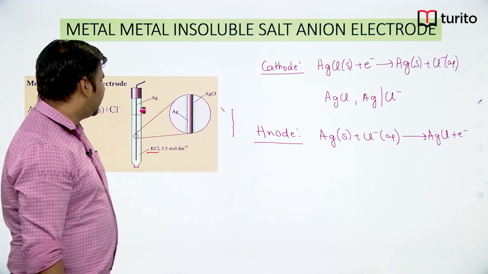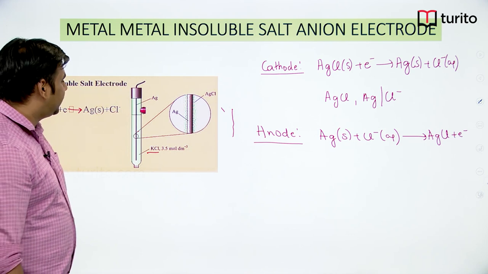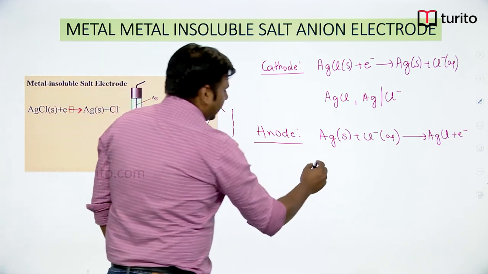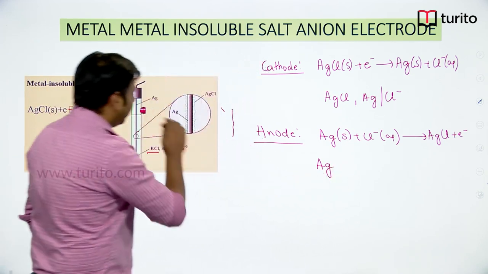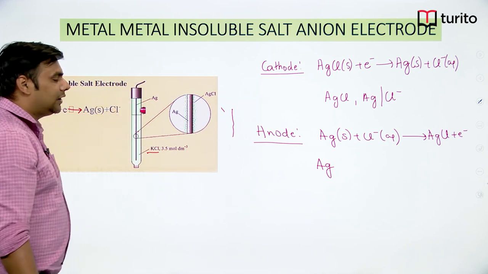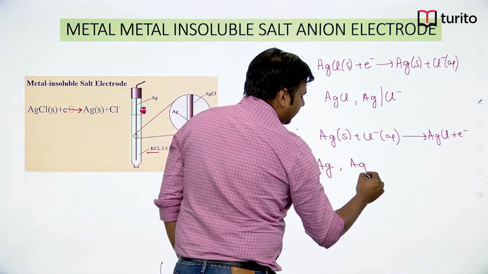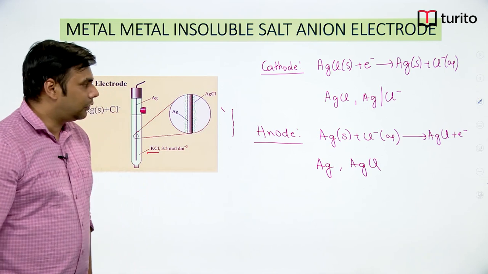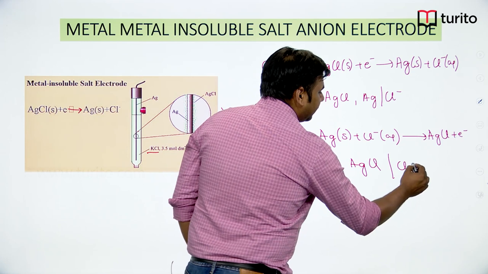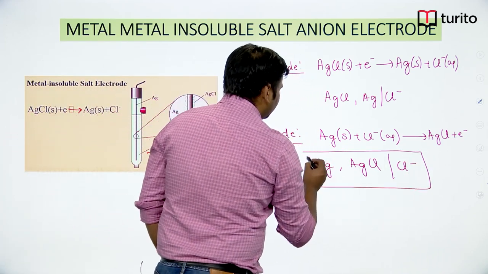Okay, so when this is acting as an anode, and if we want to represent it in the cell, again we have to enter into the solution, so we'll catch the silver electrode first, then we'll enter into the solution. When you catch the silver electrode, there is always a silver chloride paste around it, so you will encounter silver chloride, and then finally when you go into the solution you will get Cl negative. Okay, so this is how you represent the anode.